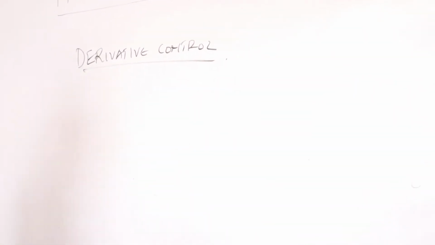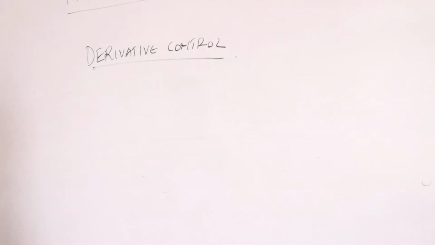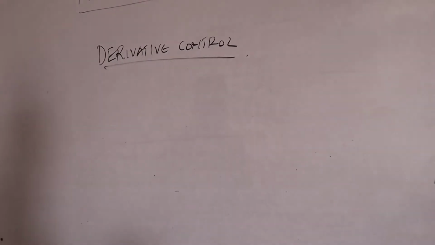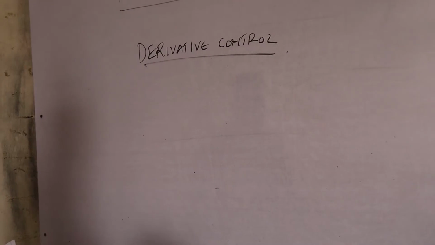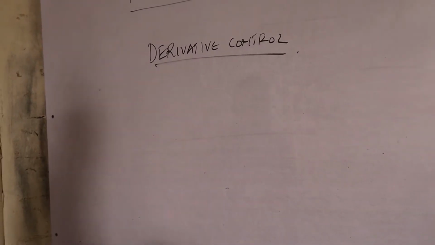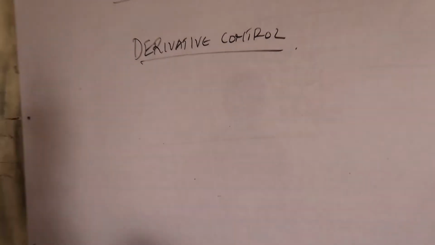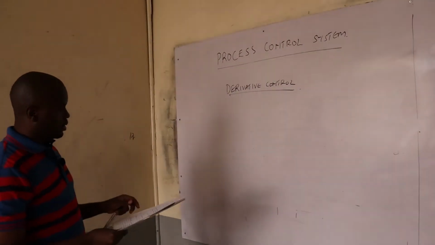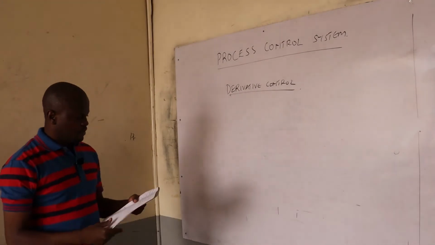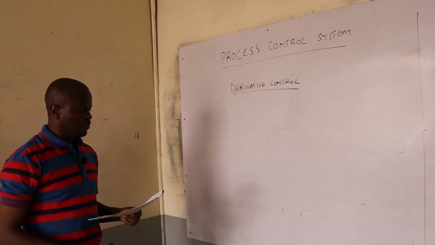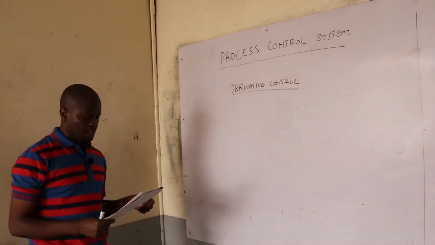Derivative control mode. Just like the previous ones, this mode changes the output of the controller at a rate proportional to the change of the error signal. This change is caused by a variation in the measured variable, the set point, or even both. The derivative mode contributes to the output of the controller only when the error is changing.